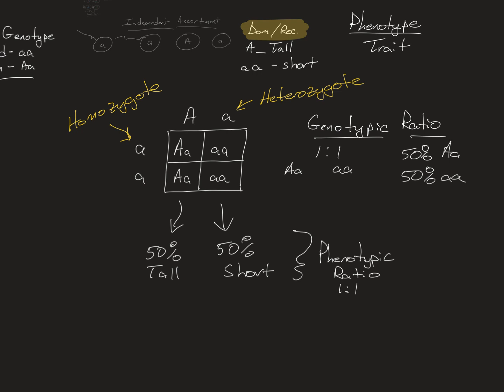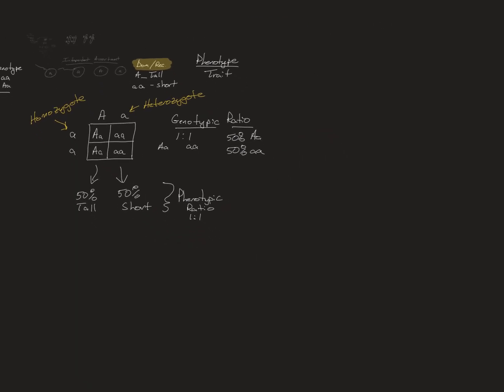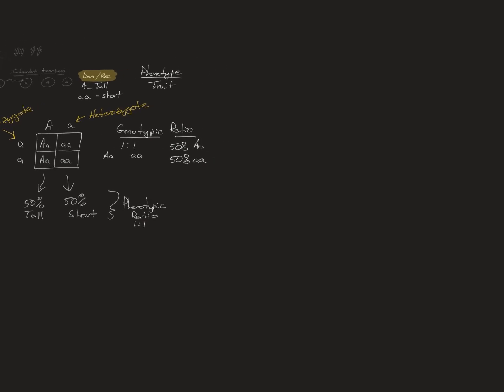That's why I didn't want to use humans. Humans, our height is controlled by many different genes. So we don't show tall or short. We have everything in between. Does that make sense? Some plants have much simpler genetics. That's why Mendel was very lucky he chose peas.